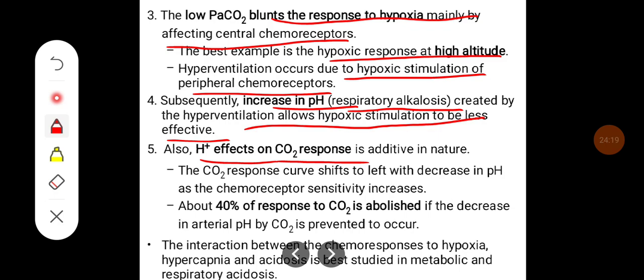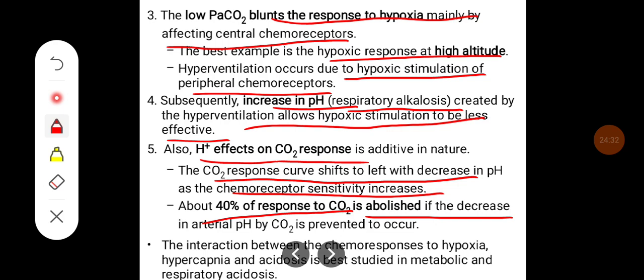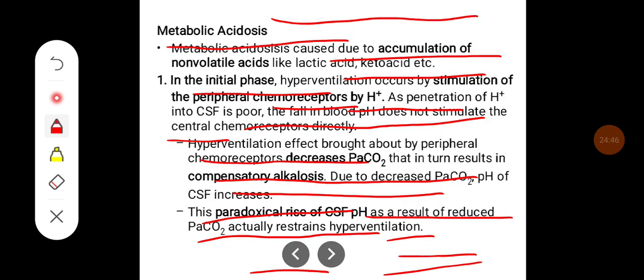are additive in nature. The carbon dioxide response curve shifts to the left with the decrease in the pH as the chemoreceptor sensitivity increases. About 40% of the response to carbon dioxide is abolished if the decrease in the arterial pH by carbon dioxide is prevented. The interaction between the chemoreceptors to hypoxia, hypercapnia, and acidosis is best studied in metabolic and respiratory acidosis.